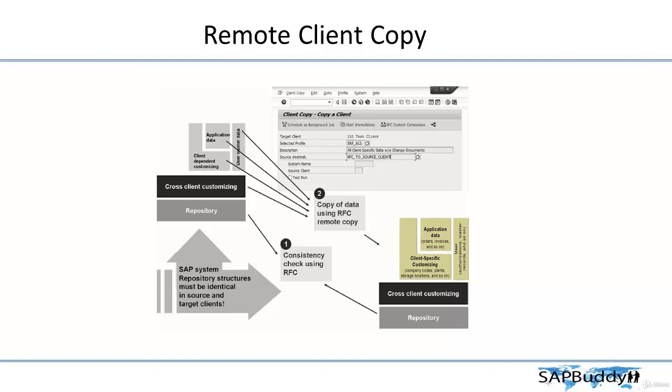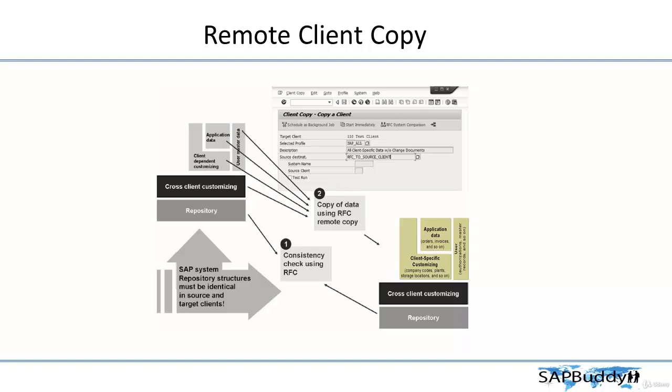One more very important thing is that when you are doing a remote client copy, you can also check the consistency of the repository objects. So you have a special functionality available, let's say remote system comparison. Using that one, you can compare the remote system with the source system.